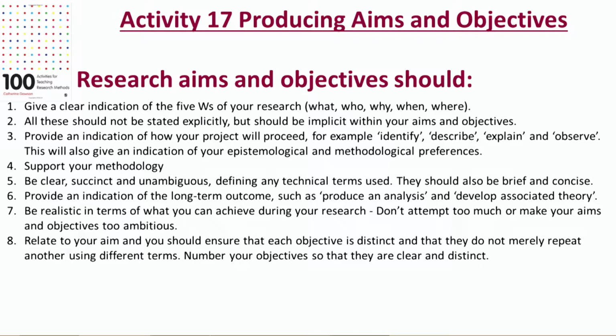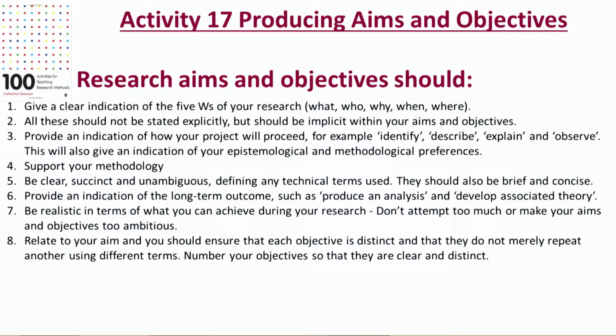Number 5, be clear, succinct or short, and unambiguous. Again, clear, defining any technical terms. They should also be brief and concise. Number 6, provide an indication of the long-term outcome, such as produce an analysis and develop associated theory. Be realistic in terms of what you can achieve within your research. Do not attempt too much or make your aims and objectives too ambitious, and this is a very important point.